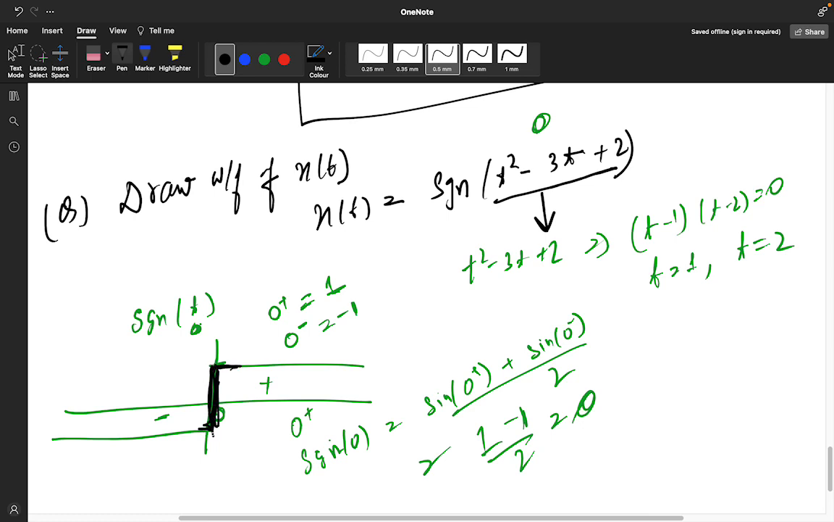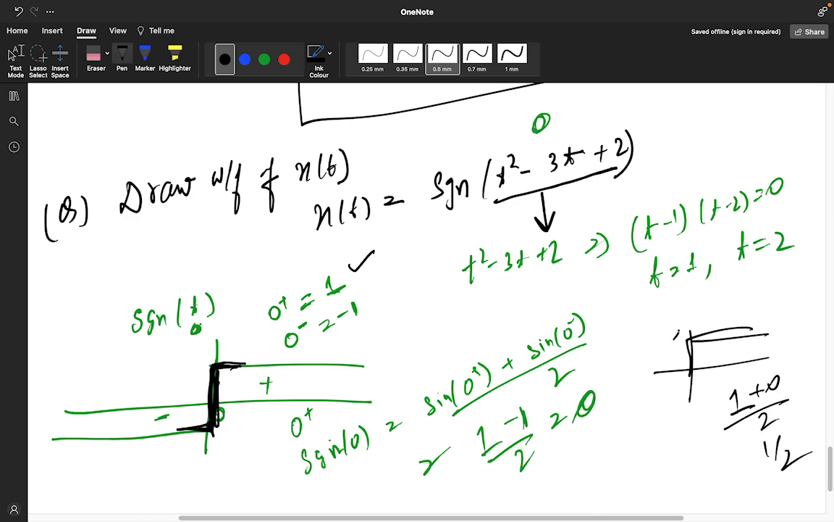It looks like this. At 0 plus we have a value of 1, at 0 minus we have a value of minus 1. We take the average of 0 plus and 0 minus divided by 2. So 1 minus 0 by 2, like we did in the step function. At u of 0 plus we have the value 1, at u of 0 minus we have the value 0, divided by 2. So 1 by 2.